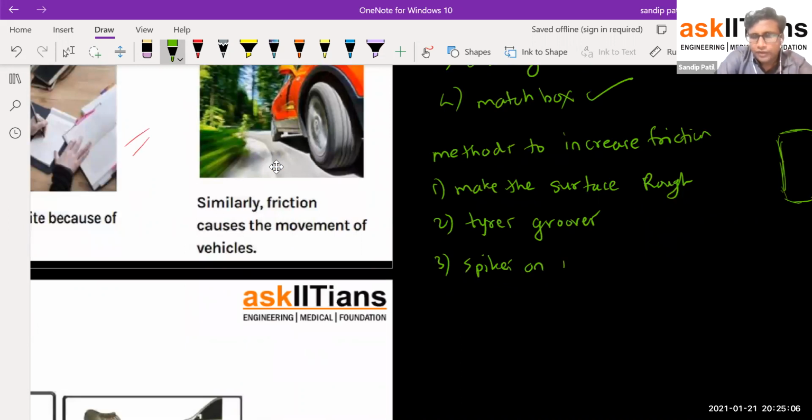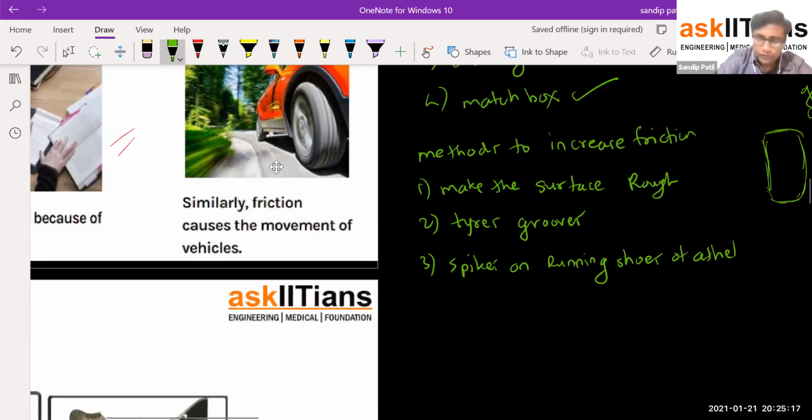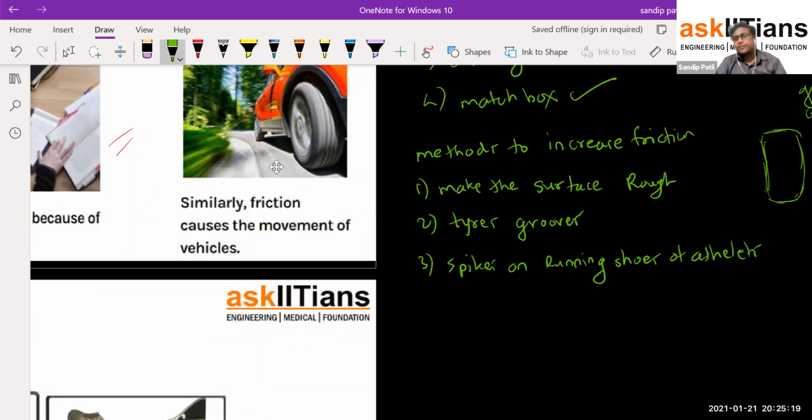There are spikes on the running shoes of athletes, right? If you have seen a 100-meter race or 200-meter race, the shoes of the athletes are provided by big brands like Adidas and Nike, right? If you observe those shoes, on the sole of the shoes there are spikes. Spikes means something like nails, but not exactly nails, very small spikes, which are going to provide some friction there.